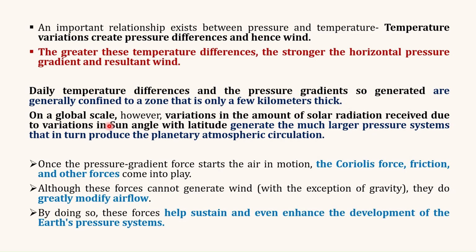But on the global scale, variations in the amount of solar radiation received due to variations in sun angle with latitude generate the much larger pressure systems, which in turn produces the planetary atmospheric circulation. And once the pressure gradient force starts the air in motion, the Coriolis force, friction, and other forces come into play. Though the Coriolis force and friction cannot generate wind, they greatly modify the airflow, and by doing so, these forces help to sustain and even enhance the development of the Earth's pressure system.